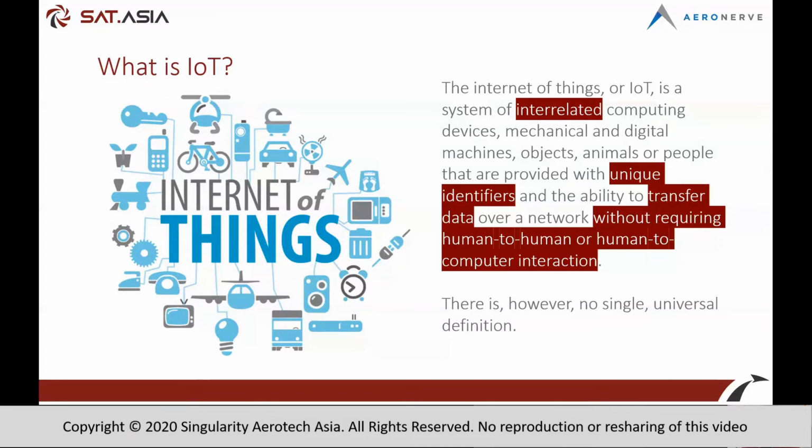Okay, and the other thing that defines IoT is the ability to transfer data or communicate, in a sense, over a network without human to human or human to computer interaction. So that is the key definition of IoT. That is the generally accepted definition that most people would use for IoT. But I have to say that there is no single definition.